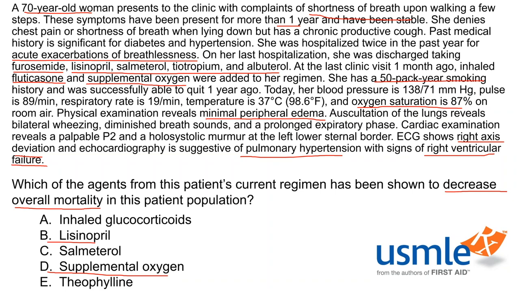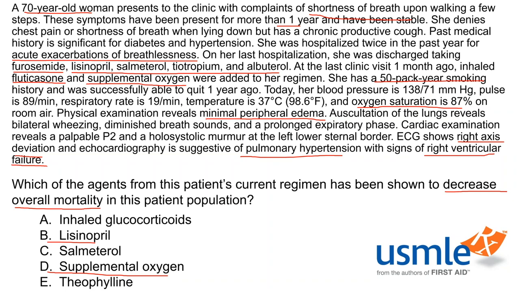So if you said, well, she's been short of breath walking, that could be CHF or COPD, so they would both get a mark there. She denies shortness of breath when lying down, so that would be a mark against CHF. She's admitted for these acute exacerbations of breathlessness, that would be COPD, so that's two marks there.